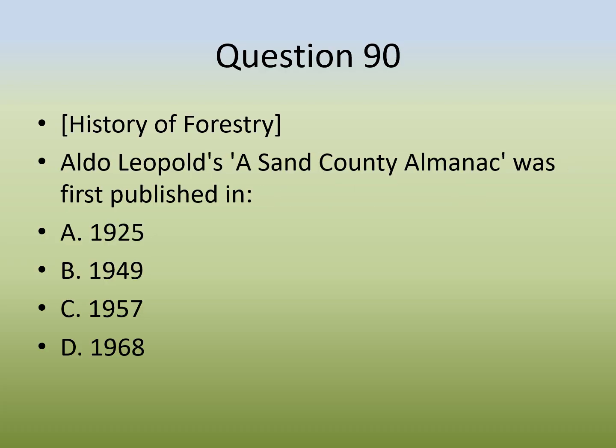Aldo Leopold's A Sand County Almanac was first published in A, 1925, B, 1949, C, 1957, or D, 1968. The answer is B, 1949.